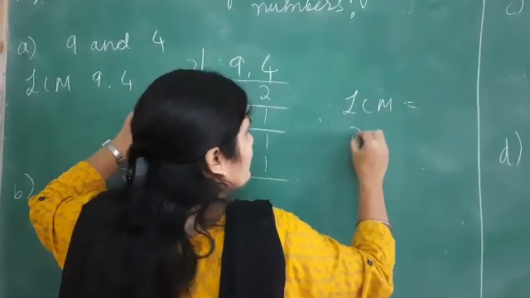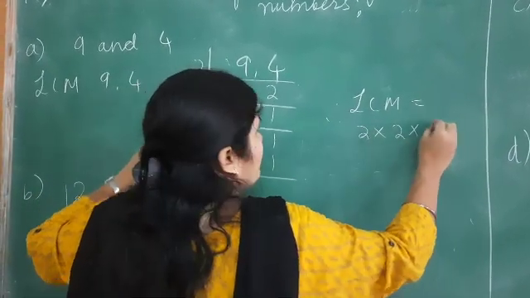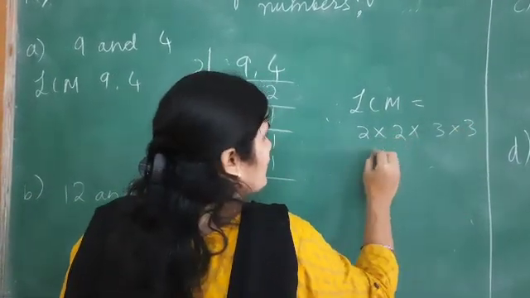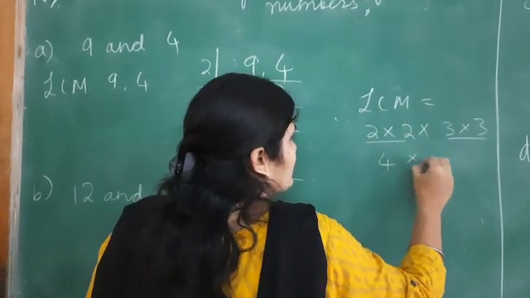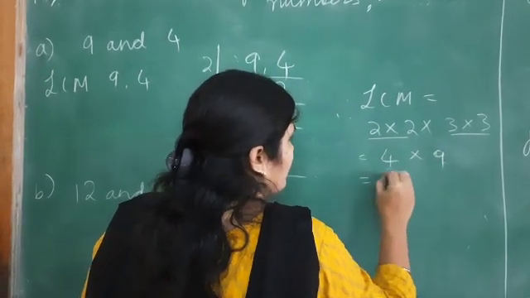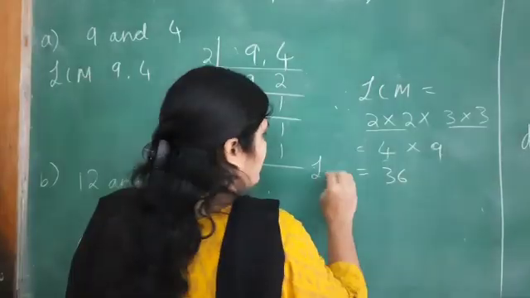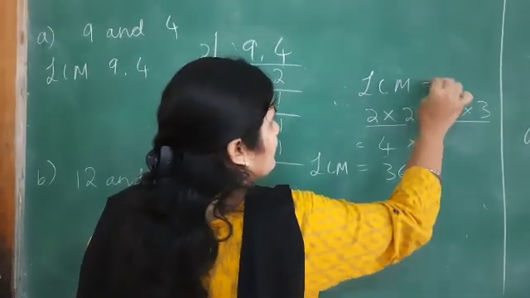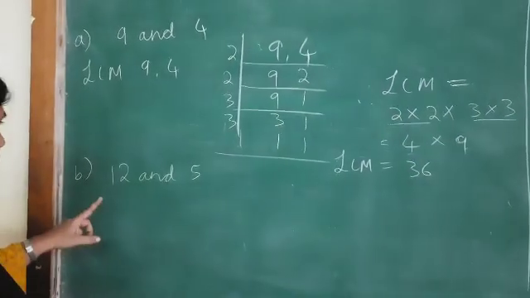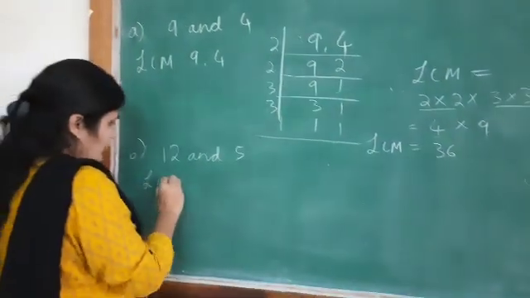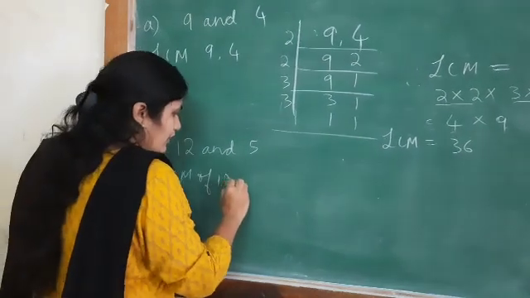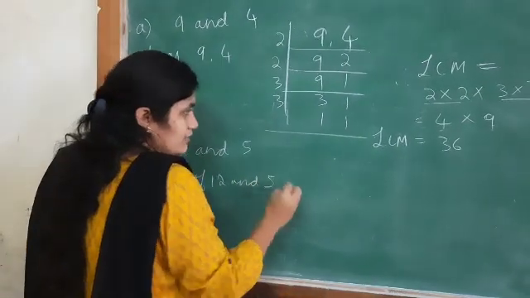So therefore LCM is equal to 2 into 2 into 3 into 3. 2 2s are 4, 3 3s are 9. 9 4s are 36. 36 is the LCM of the given numbers. Now 12 and 5. LCM of 12 and 5.